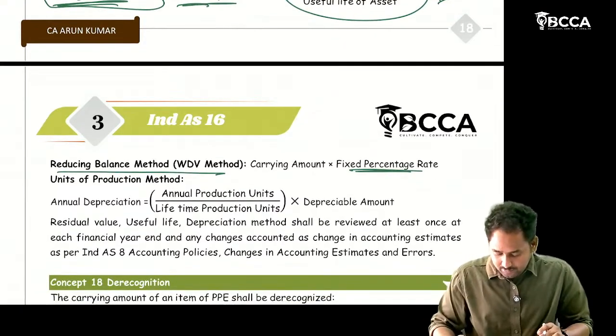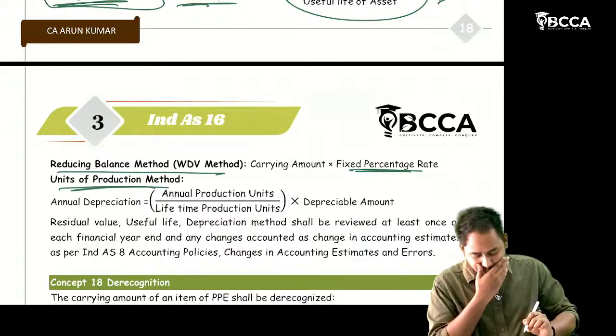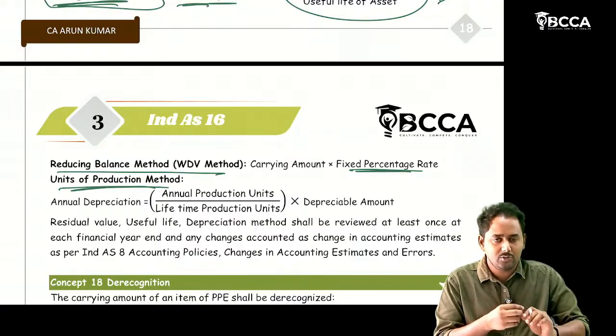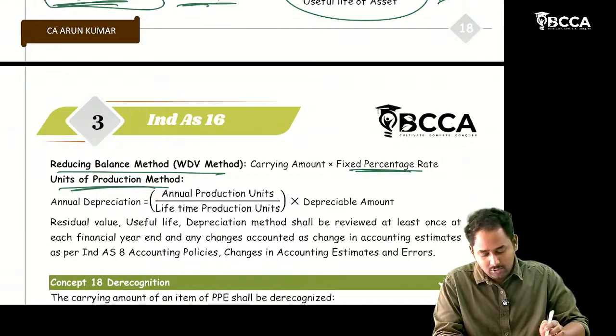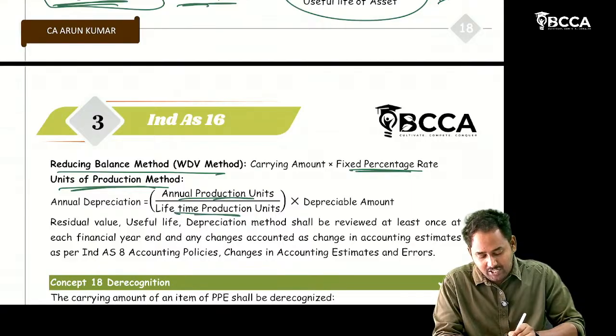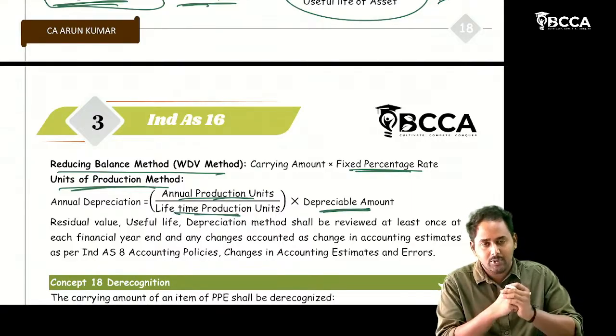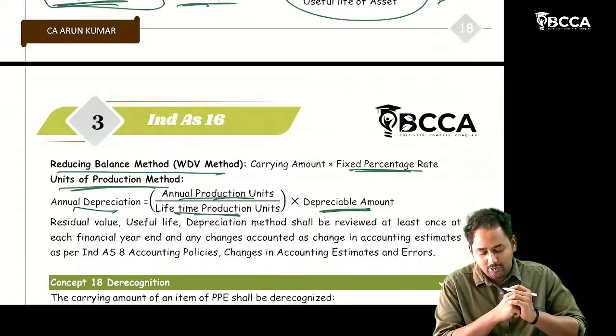Then the third method, units of production method. There are no specific problems based on this method, but generally you should know that there is a method called units of production method. Annual production units divided by lifetime production units, multiplied by the depreciable amount. They can provide the annual depreciation.